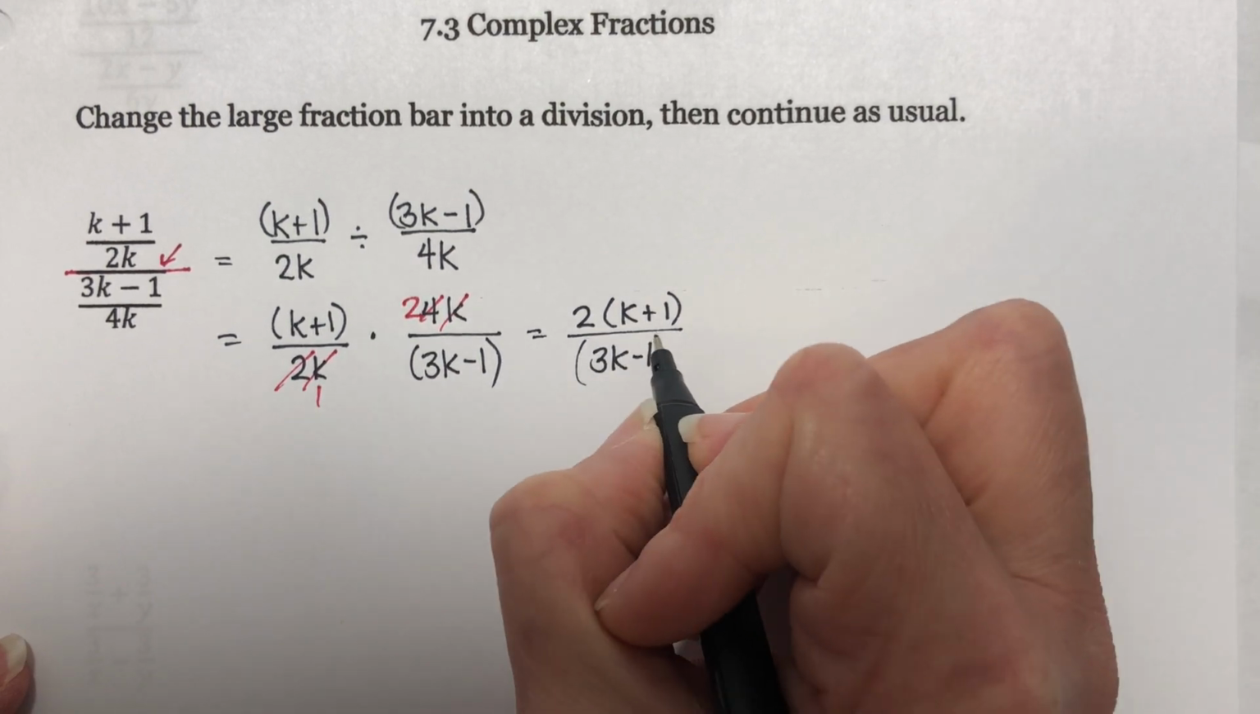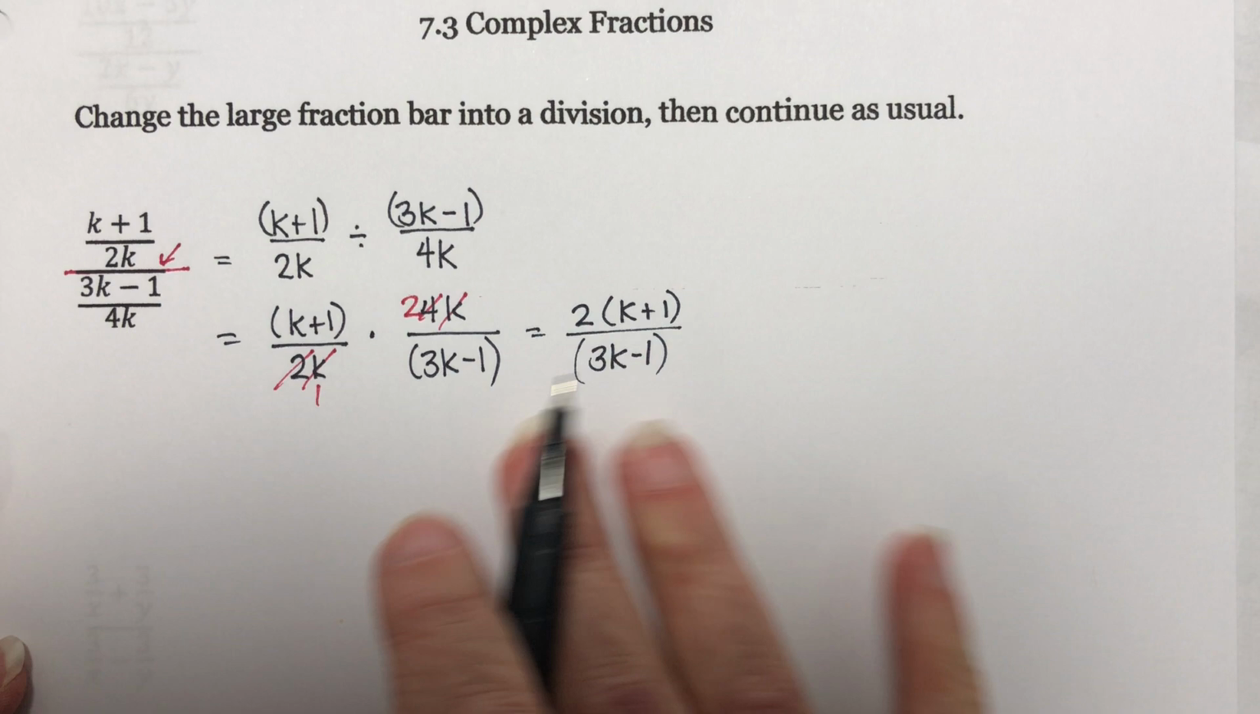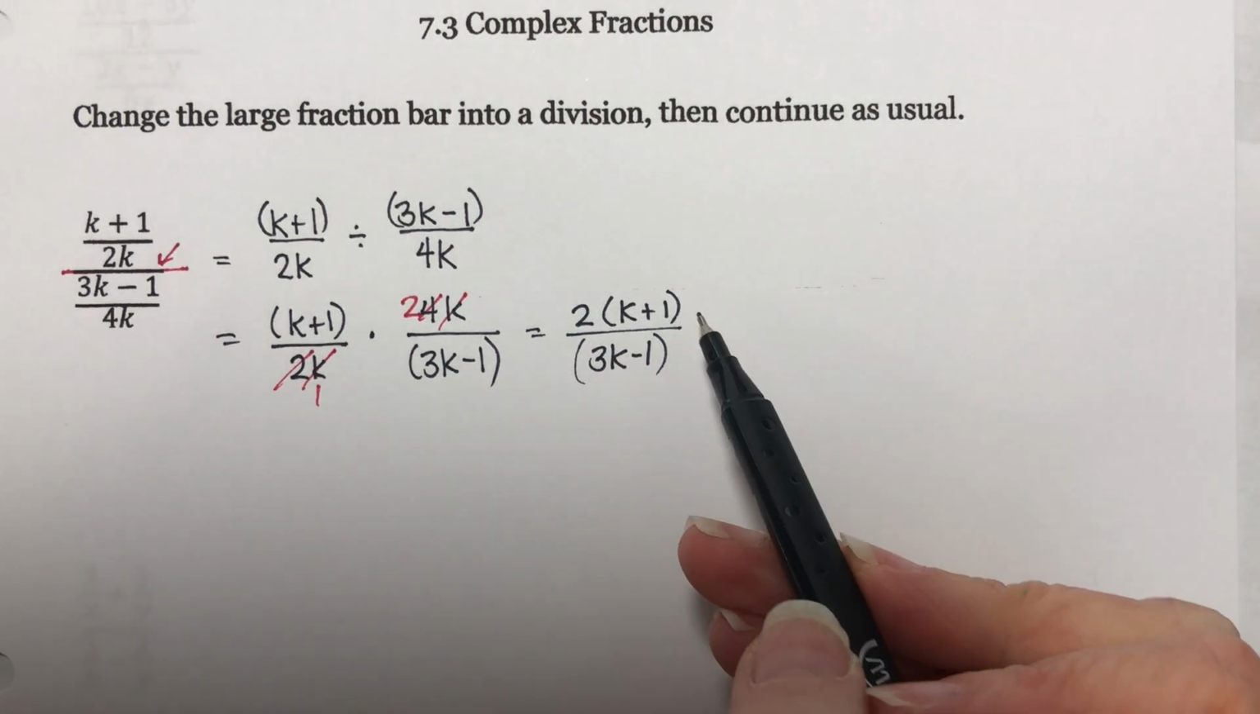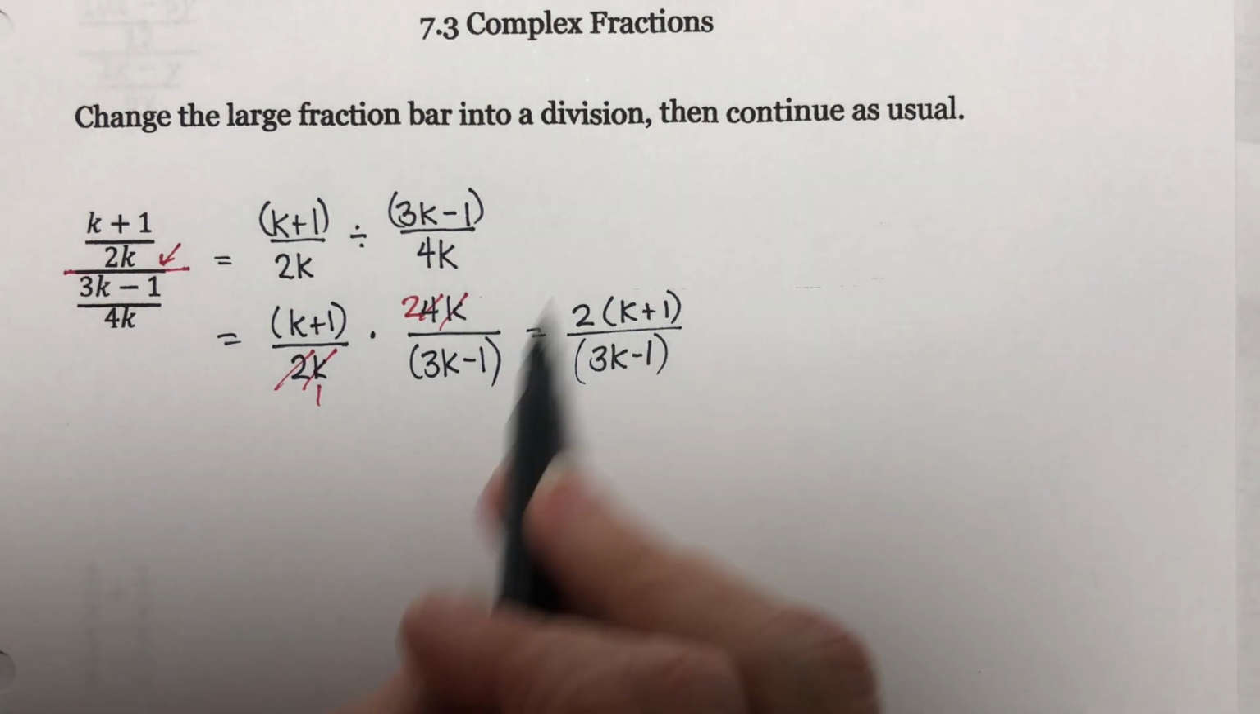You can keep this in parentheses if you want to, or since it's not being multiplied by anything and you're already done, you can drop the parentheses on the bottom. You can't drop them in the top because you have a multiplication. This is your answer.